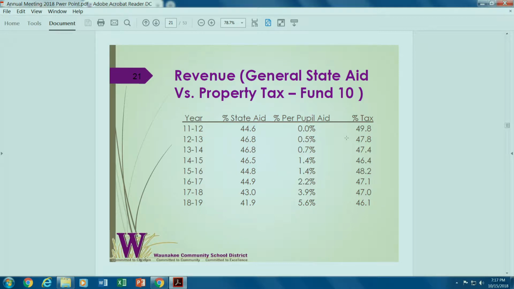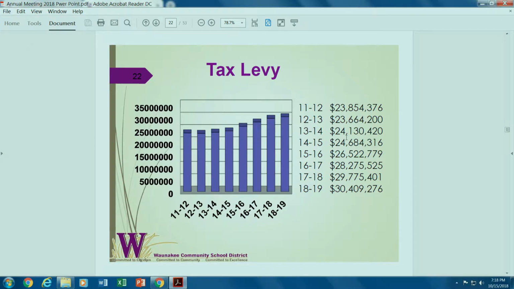When you take a look at 18-19, you will see 41.9% from our general state aids, 46.1% from our tax levy, and the 5.6% is that categorical aid, that $204 per student. So you can see how that's just distributed and where the dollars are coming from. So the state dollars are actually the 41.9 plus the 5.6%. See the tax levy that we will have, and the trends that we have had again from 2011-12 to 18-19.